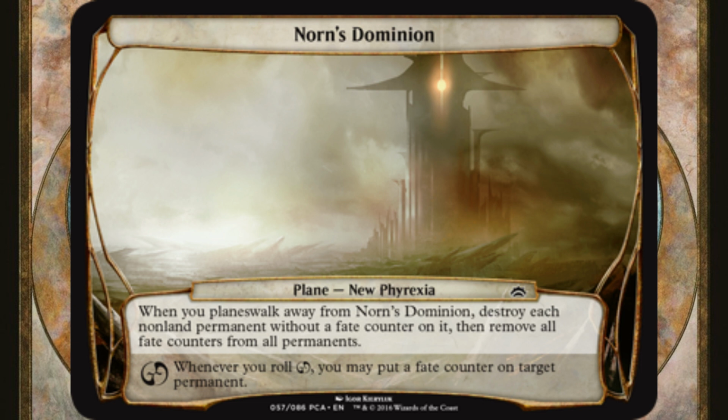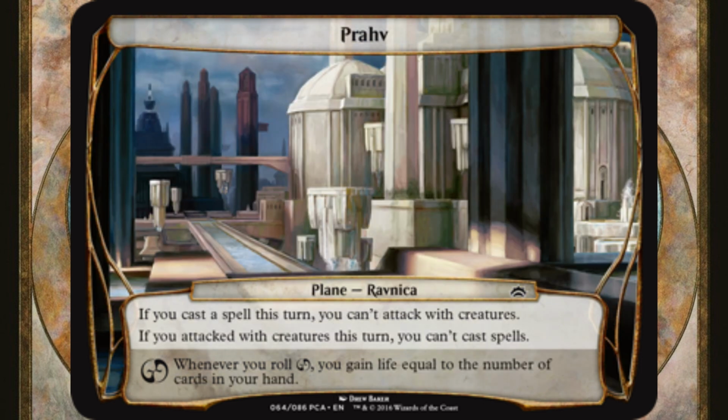Due to the randomness of Planechase, Norn's Dominion removes that option and replaces it with chance. This effect could hurt you more than your opponents. Put your mass removal spells in the 99 of your EDH deck and not in your planar deck. With the detriment of unintentional self-harm in mind, why would you dedicate a slot in your planar deck for Norn's Dominion? Why would you include Prahv in your planar deck?